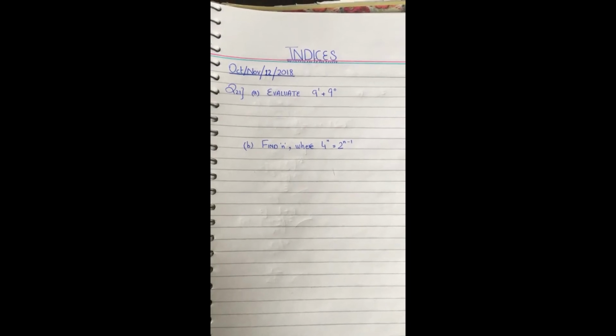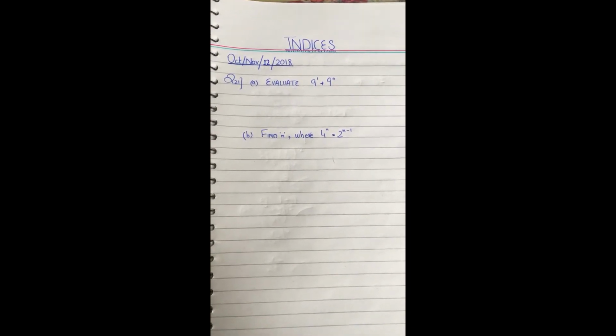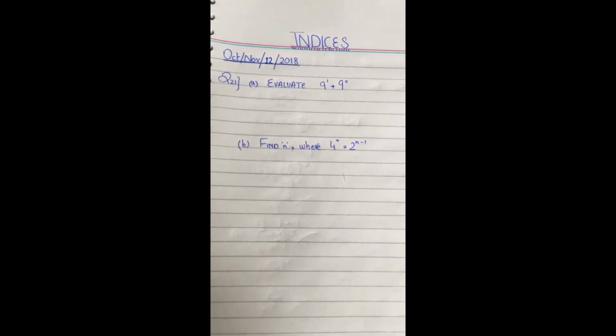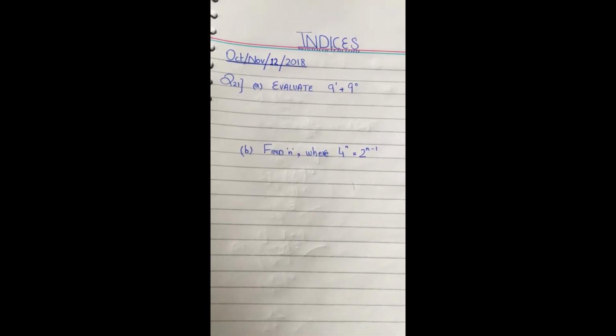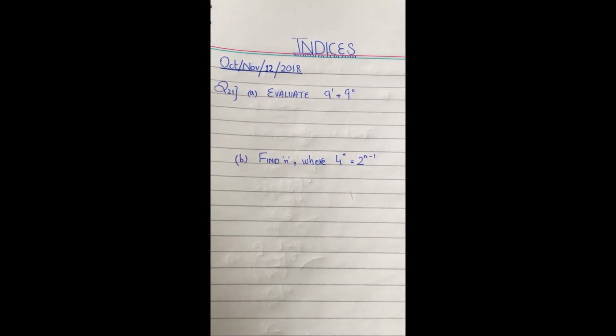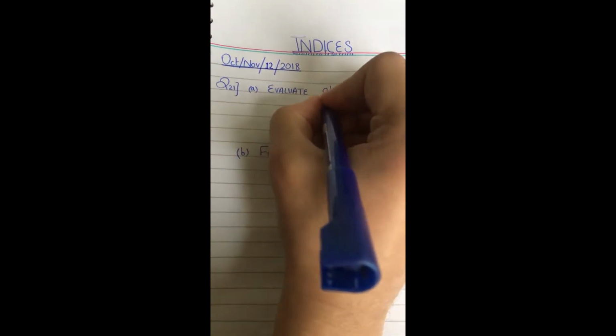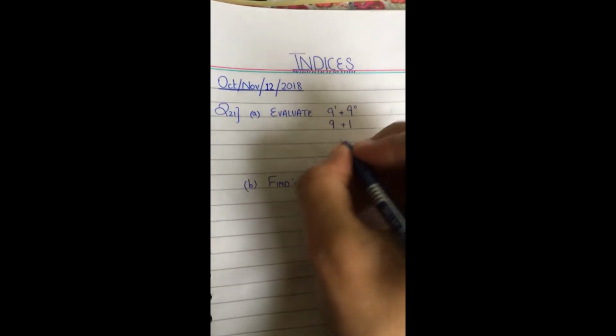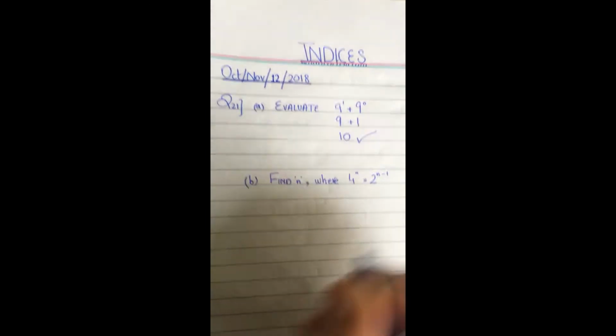Now we're going to move on to the October-November component of the topical past papers. Here we have question number 21 from 2018, variant number 2 from paper 1. Part A says evaluate 9 power 1 plus 9 power 0. Fairly simple. 9 power 1 is 9 and 9 power 0 is 1. So our answer is 10.